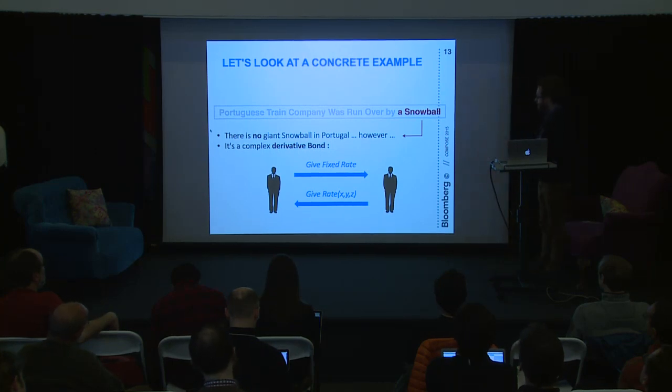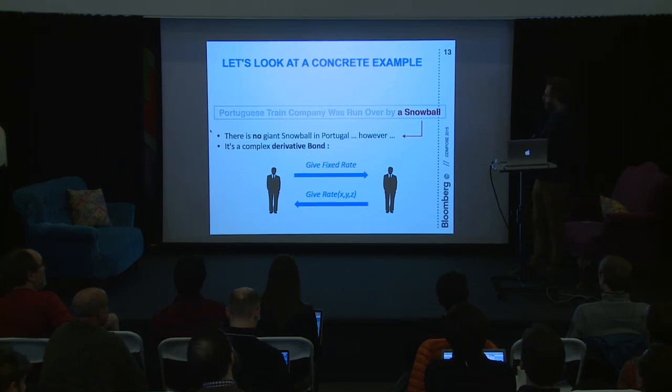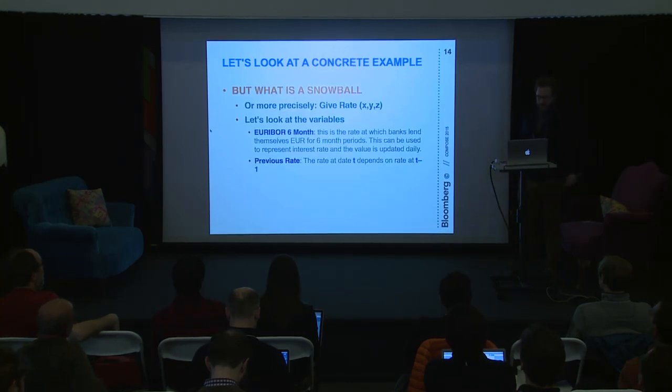So here, what do we have? We have two counterparties. One was the bank, the other one was a Spanish train company, okay? And they did this contract, meaning that the bank is gonna give a fixed amount of money every quarter to the Portuguese train company. Okay, and in exchange, the train company is gonna give a variable amount of money to the bank. So far, so good. Okay, but the question is really what is the rate, right? What is this variable amount of money that the Portuguese train company agreed to pay?